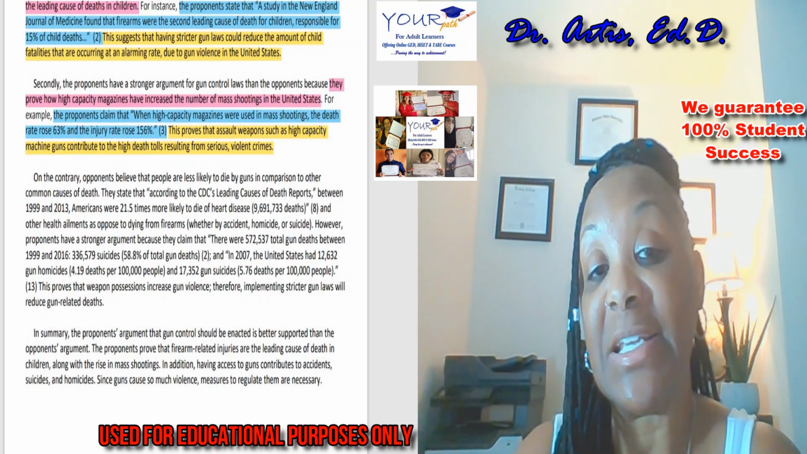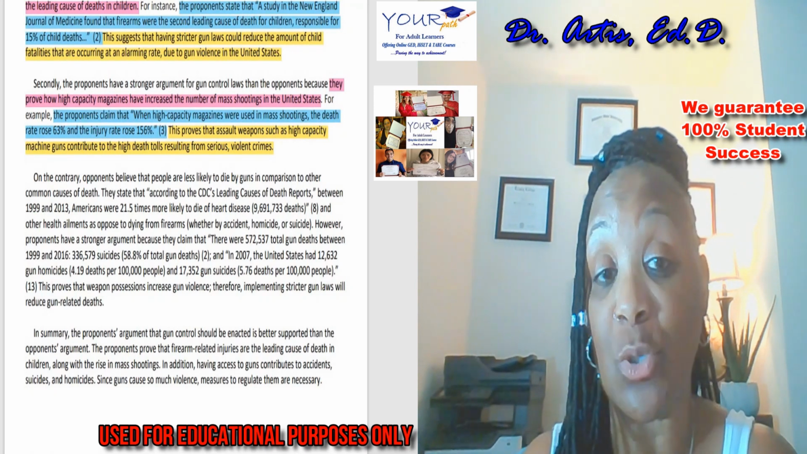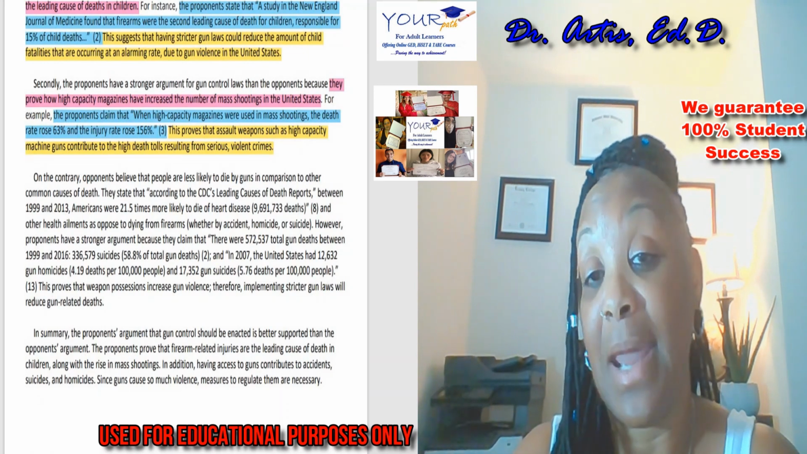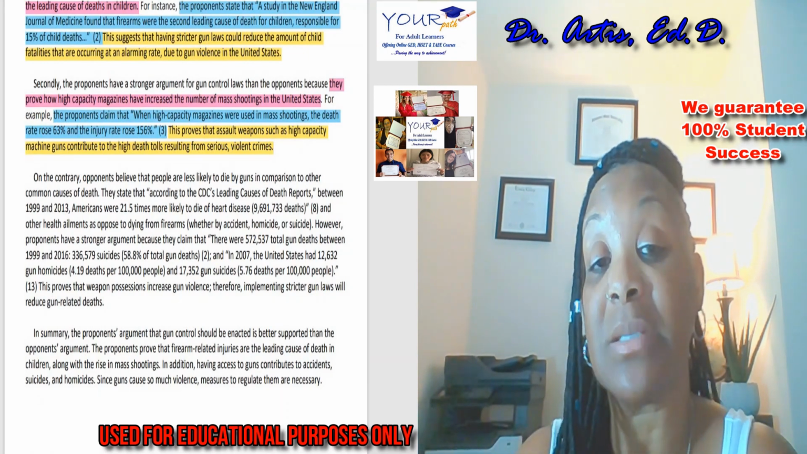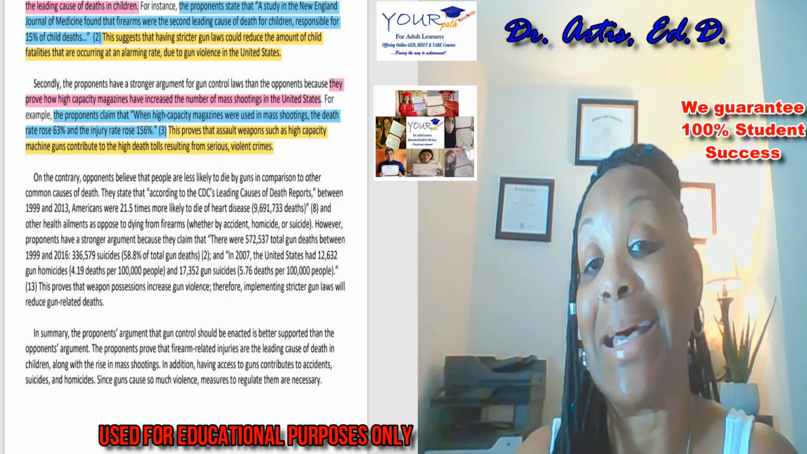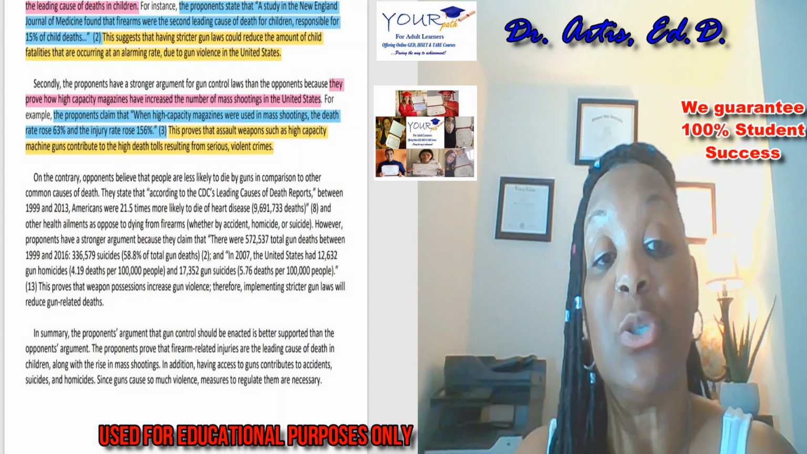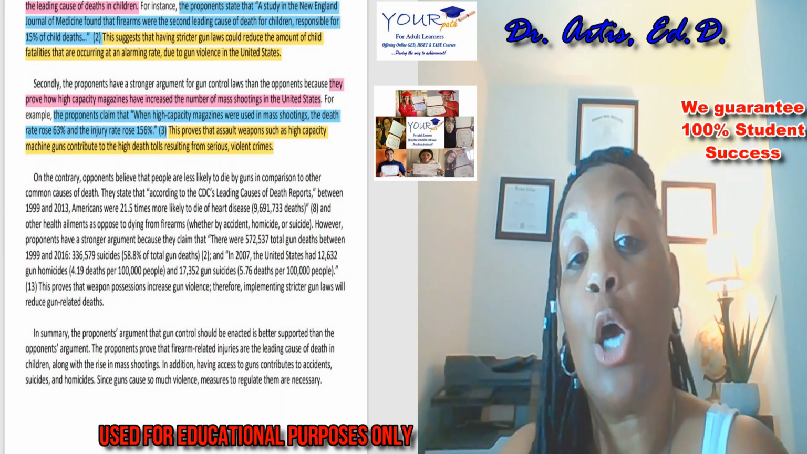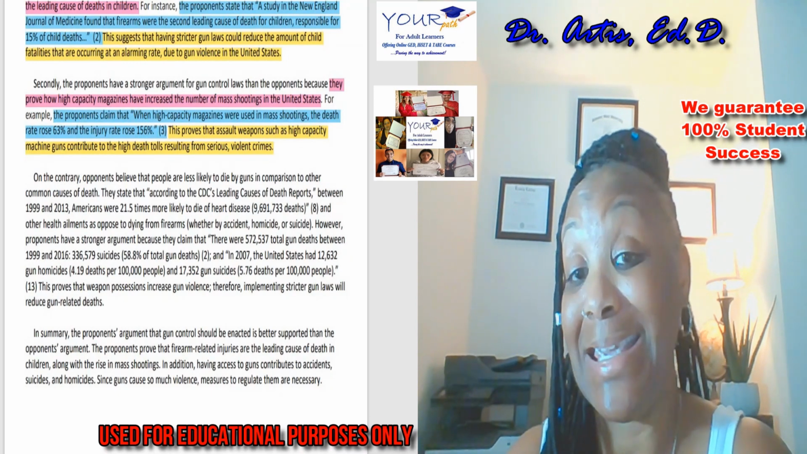Now, her textual evidence, she states, she's also going to transition into her textual evidence. She says, they state that, and now I see where she's presenting her textual evidence because it's in quotation marks. According to the CDC's leading causes of death reports between 1999 and 2013, Americans were 21.5 times more likely to die of heart disease.